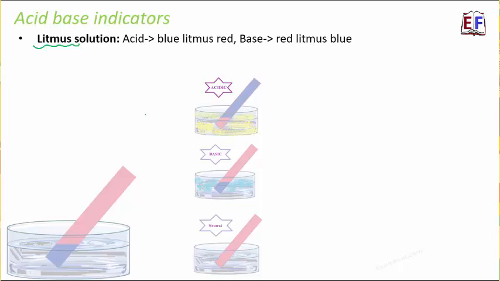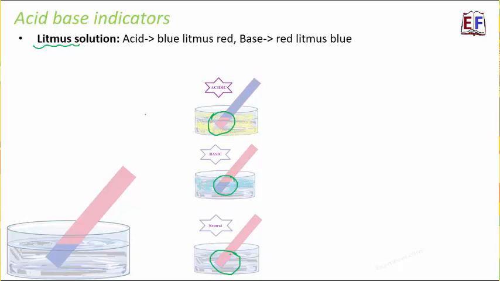So what happens in an acidic solution? The blue litmus paper turns red. So if you can see here, this was a blue paper and it turned red in contact with an acidic solution. Similarly, just the opposite happens with a basic solution, that is, a red litmus turns blue in a basic solution, and the color doesn't change in a neutral solution. And this is how we can test whether a particular solution is acidic, basic or neutral in nature.